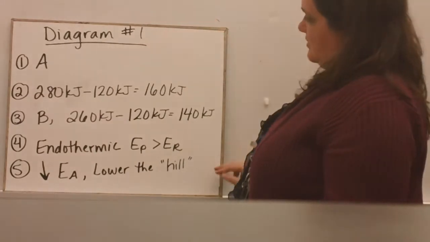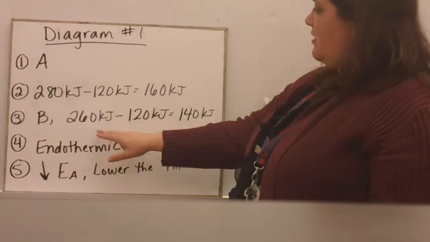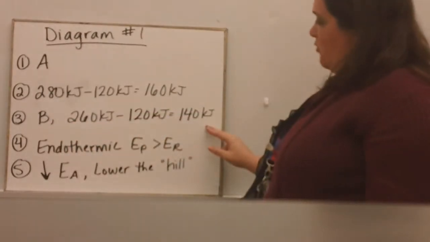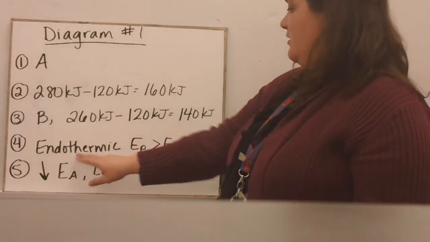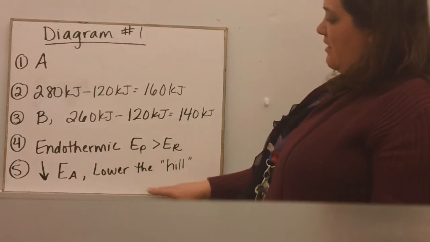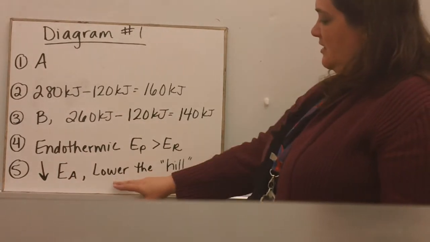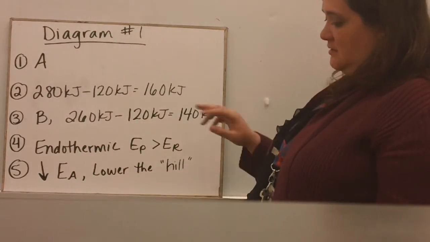So again, these are the answers. 1 was A, 2 was 160, 3 was B and 140 kilojoules. 4, endothermic, because the products have greater energy than the reactants. And 5, it lowers the activation energy, and on your graph you can see that because it would lower the hill.